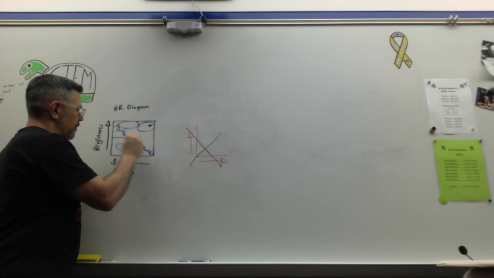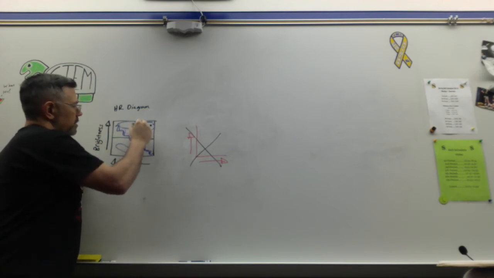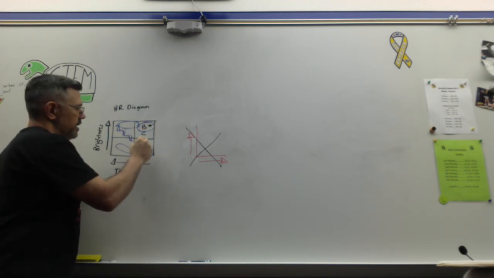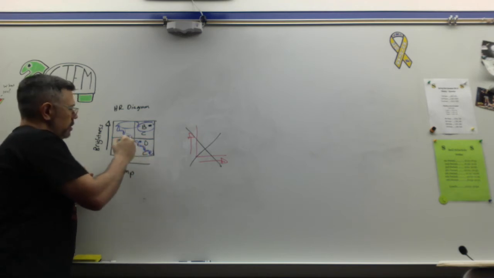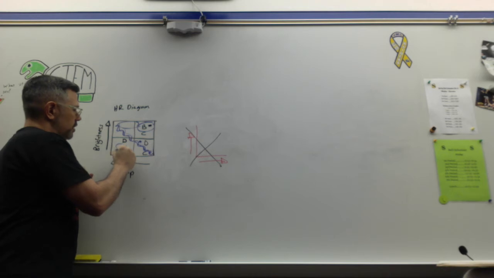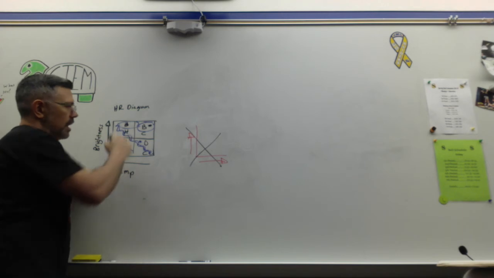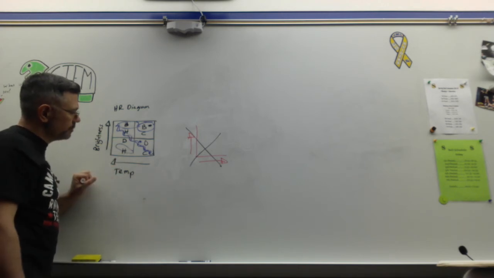And I like to break it off into quadrants like so. We have your bright and cool stars in the top right. You have your dim and cool stars on the bottom right. You have your dim and hot stars in the bottom left. And you have your bright and hot stars in the top left. So that's kind of how this thing goes.